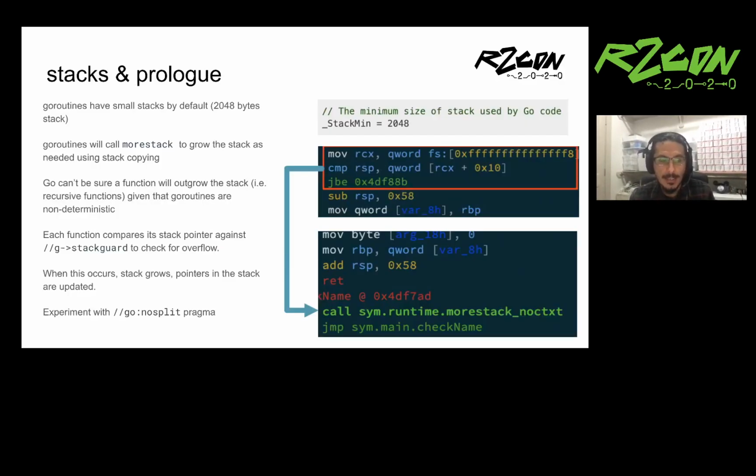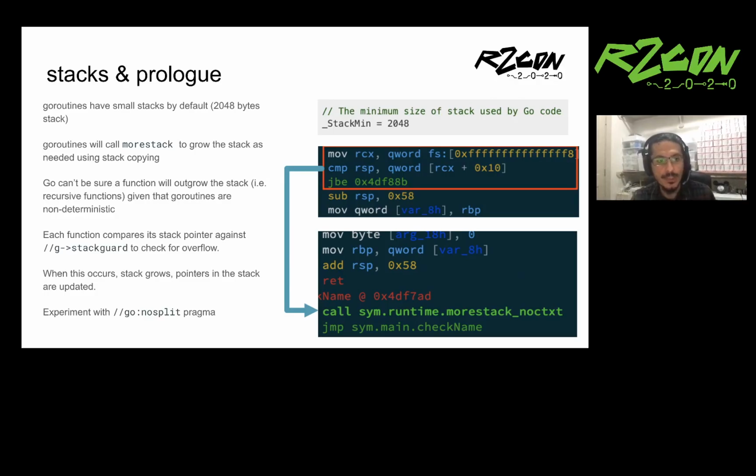Now let's look at how the prologue for Go binaries works. So Go routines have a small stack by default. All Go routines, all Go functions have a small stack by default, and that's typically 2048 bytes, which has been growing as Go keeps evolving. If you look at the source code for Go, that's indicated here in this variable, stackMin, that's the minimum size of the stack of any function in Go.